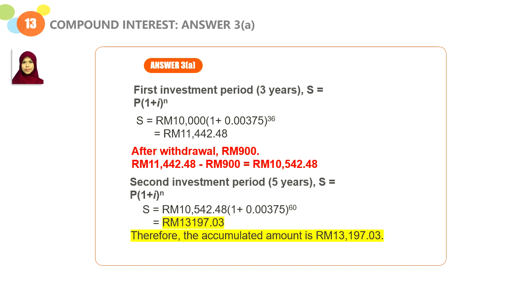Second investment period, which is 5 years. S equal to RM10,542.48, equal to RM13,197.03. Therefore, the accumulated amount is RM13,197.03.